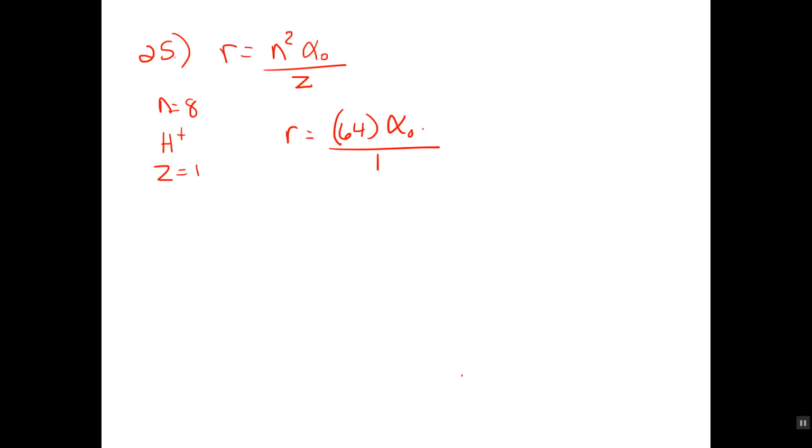Once you put that number in here, because it's a constant, that's not going to change, you would multiply this times 64 and divide it by 1, which of course is the same as multiplying alpha naught by 64, and that's going to be equal to your radius. So that's going to be a nice, quick, easy problem to do as well. Again, be careful. Make sure you keep 4 sig figs in your answer. Make sure you pay attention to your labels.